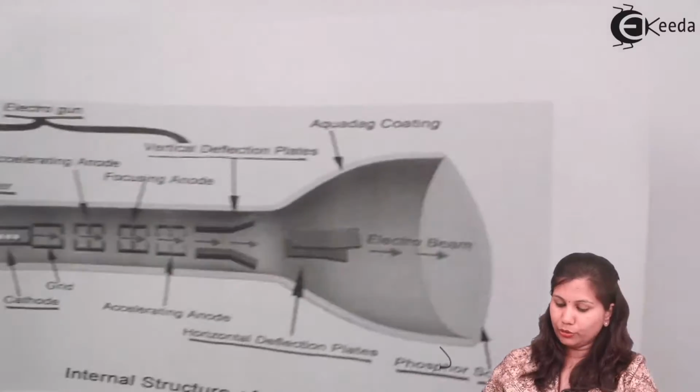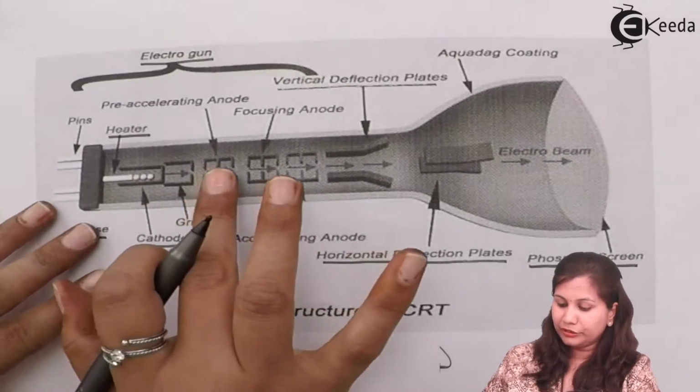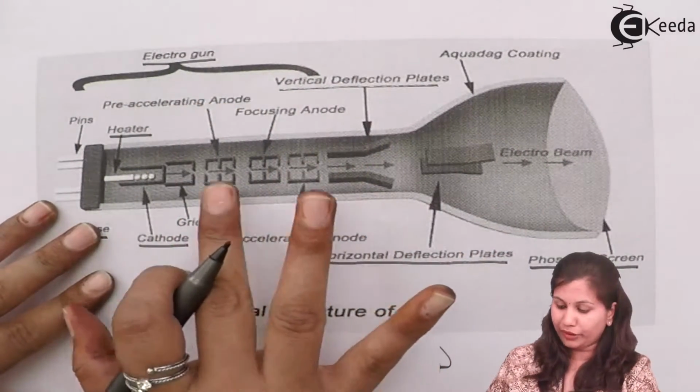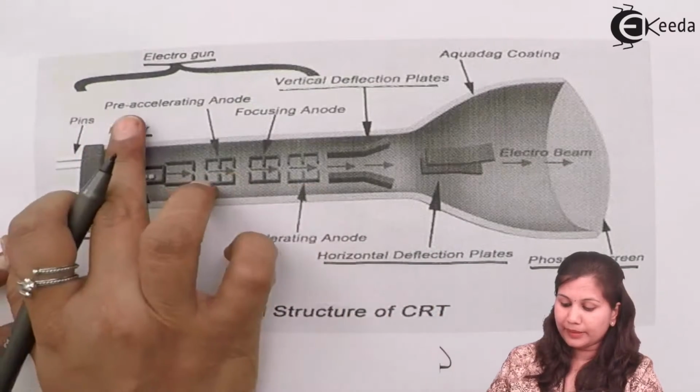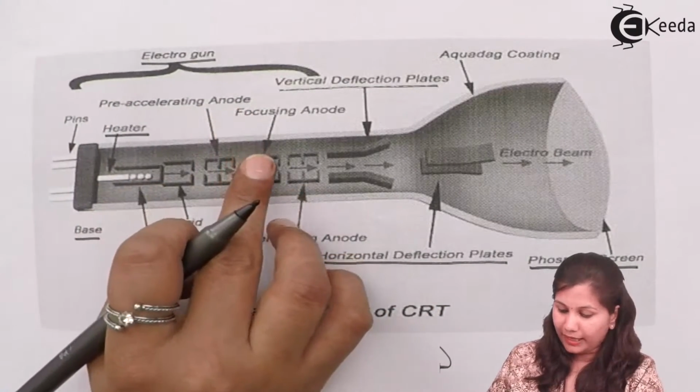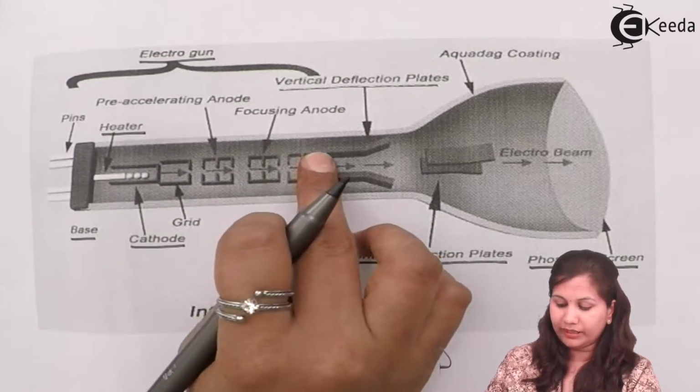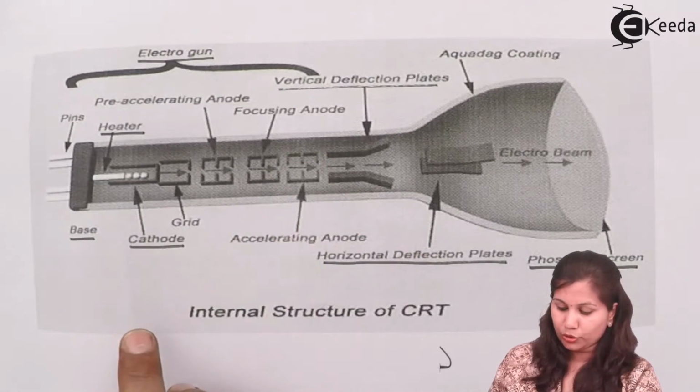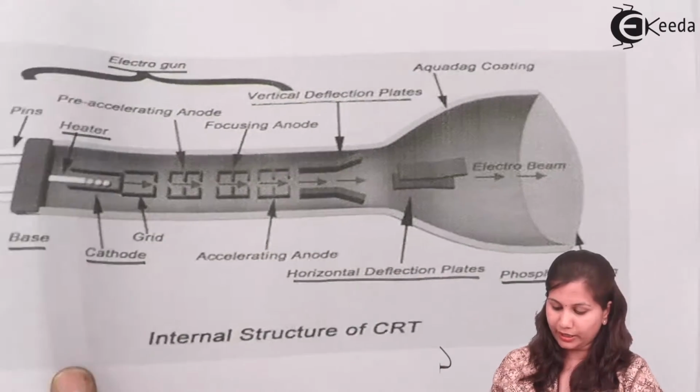Now after the control grid, we have three types of anodes in the electron gun: the pre-accelerating anode and the accelerating anode. Then we have the focusing anode. So what is the function of these three anodes?